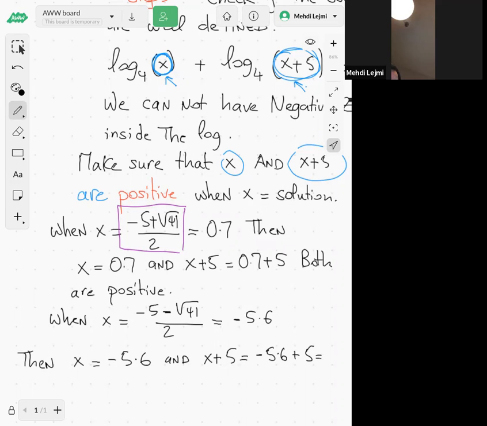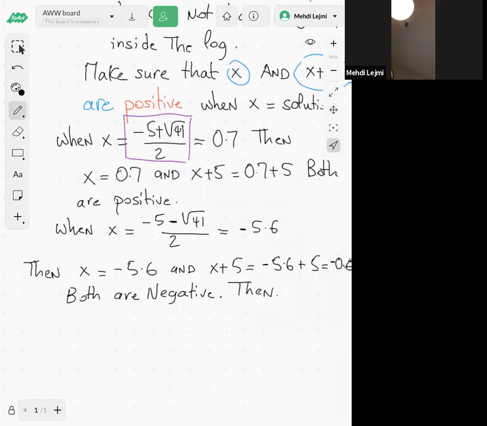would be like minus 0.6. So both are negative. Both are negative. So this solution is rejected. So we have to reject x, which is -5 minus square root of 41 over 2. It is rejected.